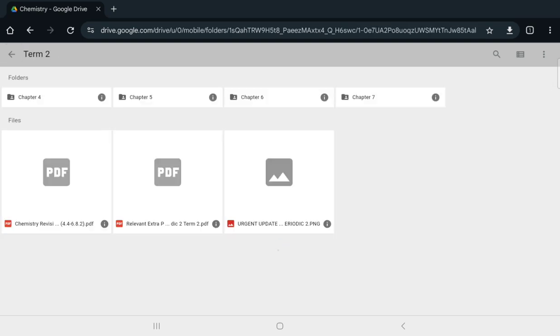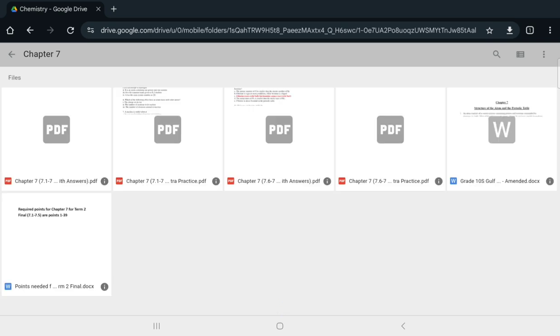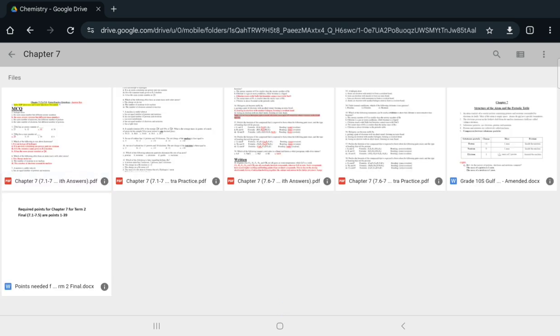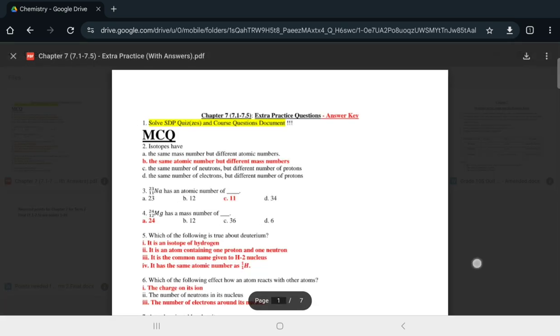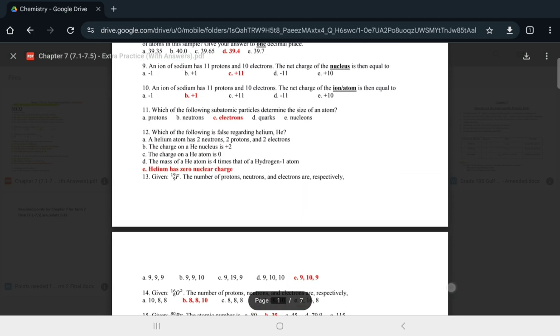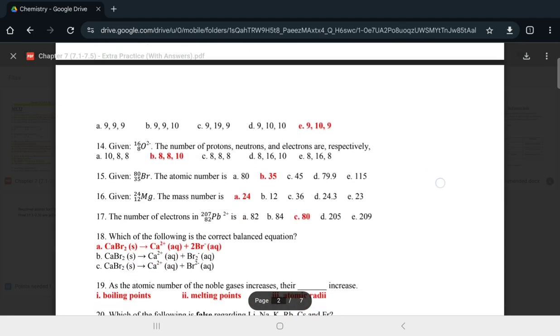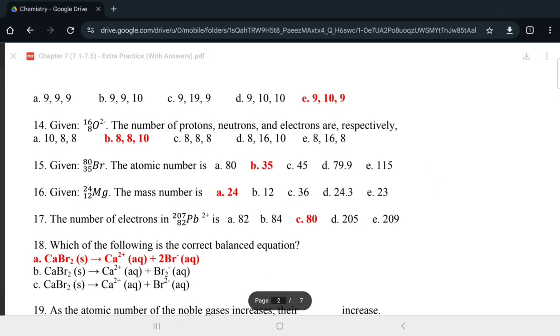Anyways, the number of electrons is the number of protons plus or minus the charge. The number of protons was 8. So it will be plus 2, since there are 2 more electrons. So 8 plus 2 will be 10. So the answer is 8, 8, 10.